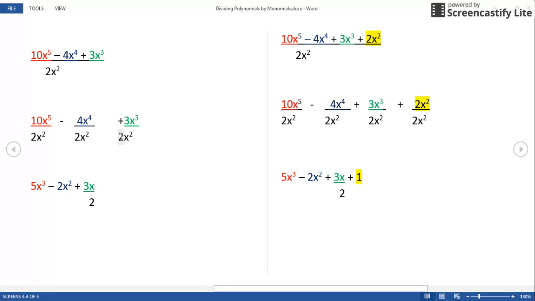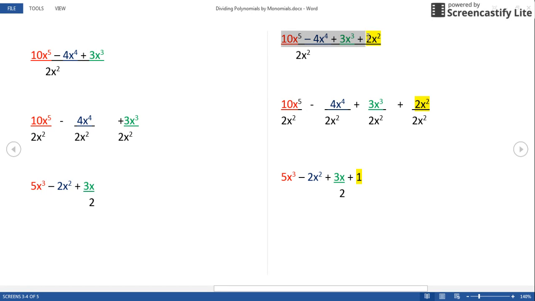Notice that 3 cannot be divided by 2. So let's leave a 3 on the top and a 2 on the bottom. For the variables, the larger part is in the top. So whatever's left is going to go on the top. And 3 minus 2, there's an understood 1 exponent that is here.